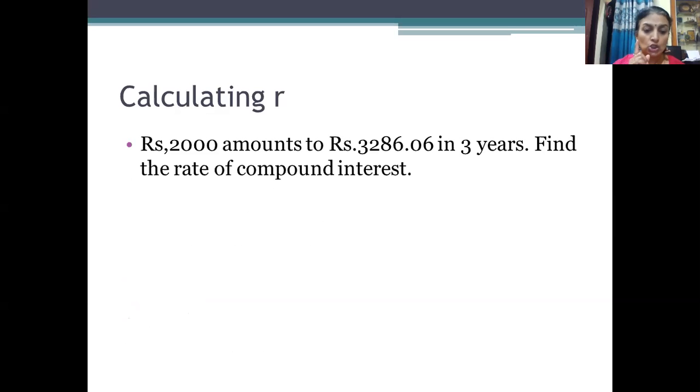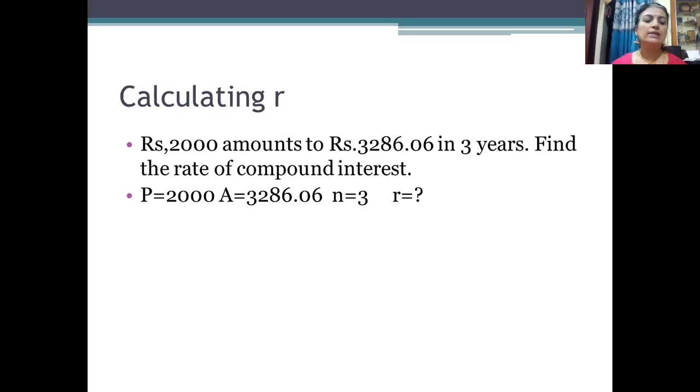Here, 2,000 amounts to rupees 3286.06 in 3 years. Find the rate of compound interest. Here once again we are taking P is equal to 2,000 and A is equal to 3286.06 and N is equal to 3 years. And our interest is to calculate the R. Once again, write down the formula. A is equal to P within the bracket 1 plus I raised to the power of N.